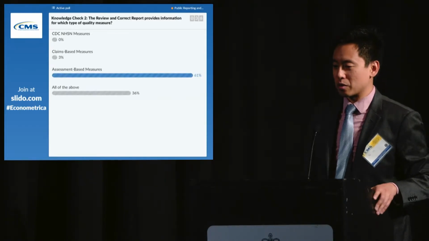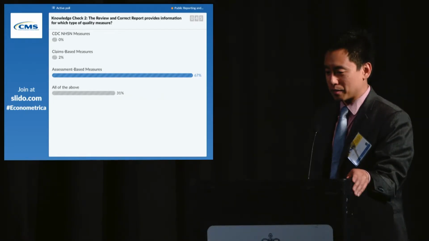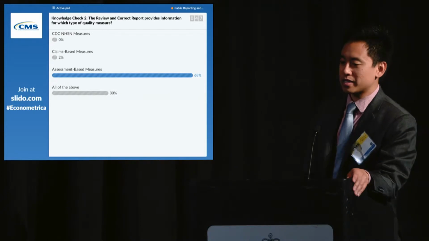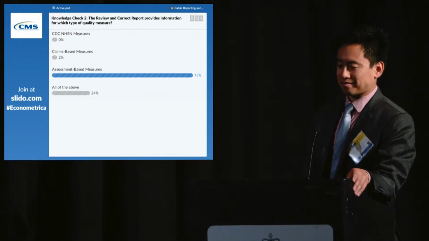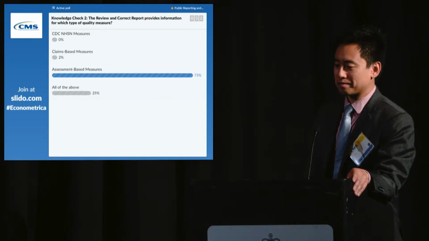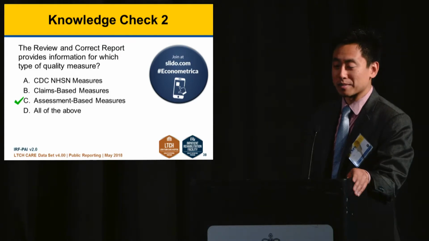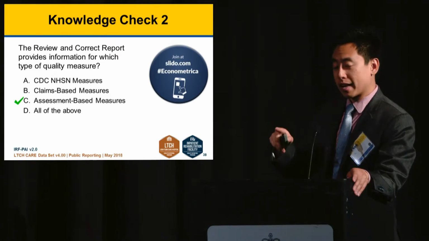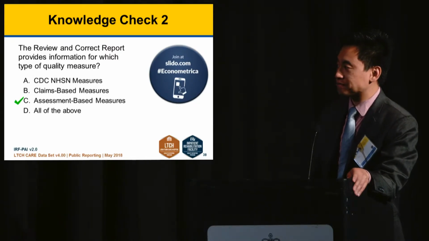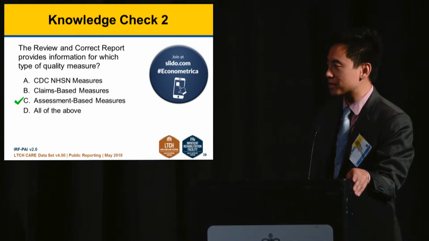All right, so we have about two-thirds picking assessment-based measures. So let's see what the answer is. Oh, 3/4 picked. And this is the assessment-based measure. So most of you picked that out. So we'll see in the next set of reports, the QM reports, that contain the other measures. So review and correct is just for the assessment-based measures.